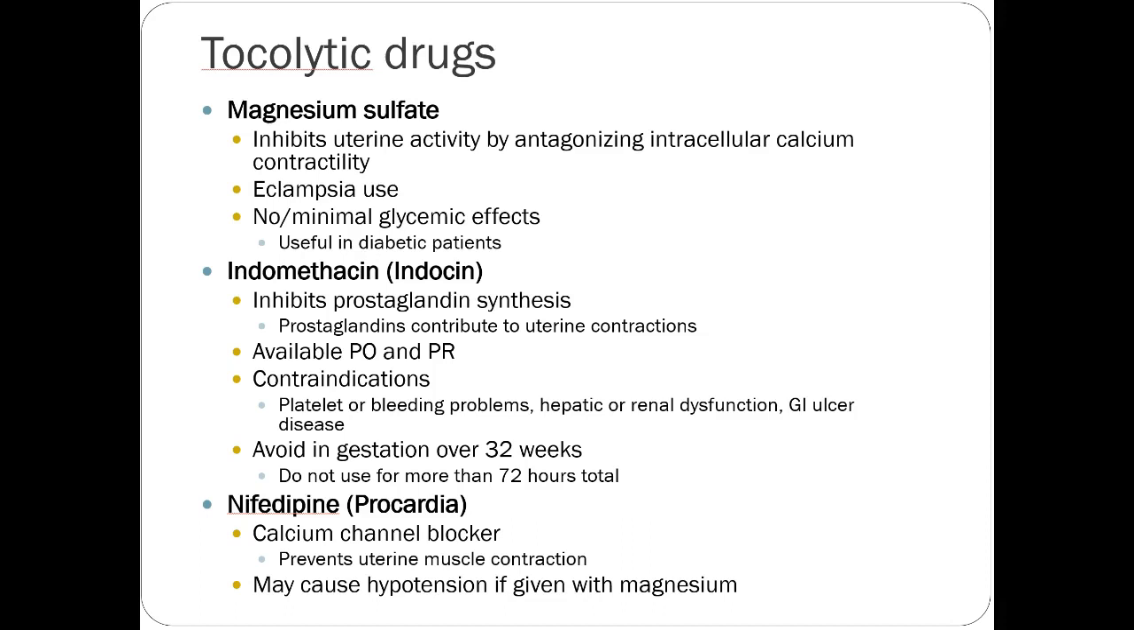I feel like the ones on this slide are getting more into what we see used more often. Magnesium sulfate inhibits uterine activity by antagonizing intracellular calcium contractility. So again, preventing the uterus from contracting. We also, of course, just talked about it with eclampsia. It has minimal glycemic effects.